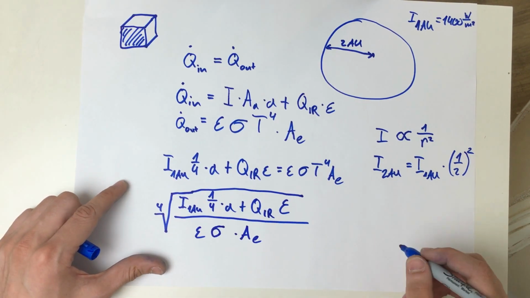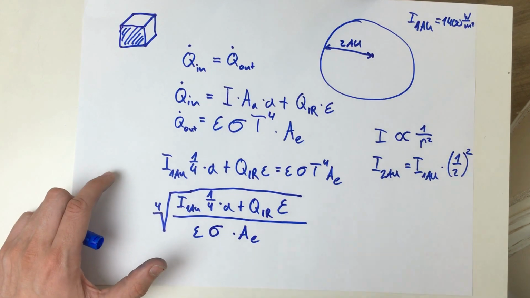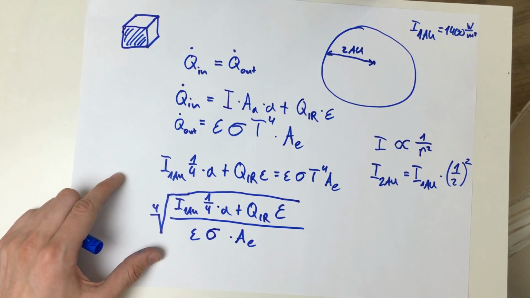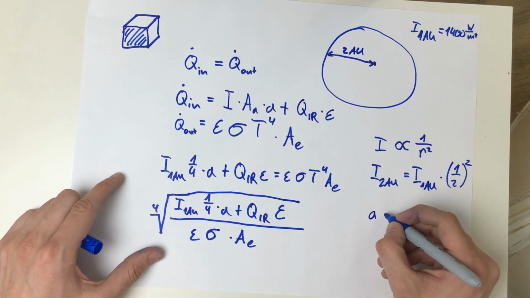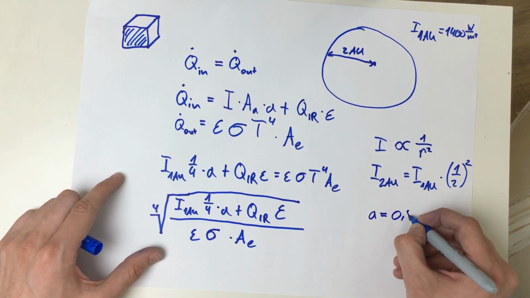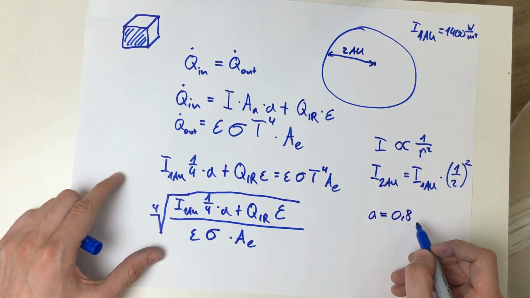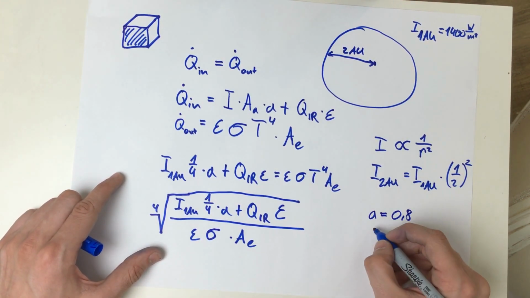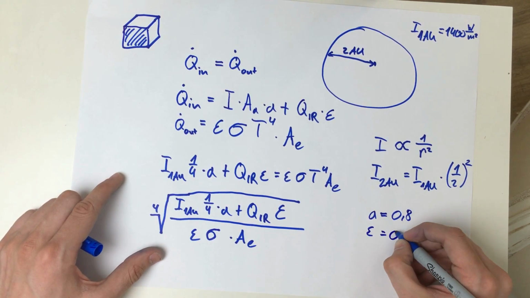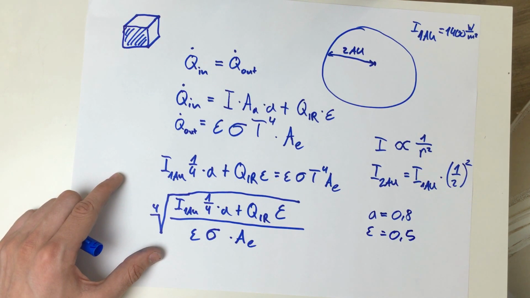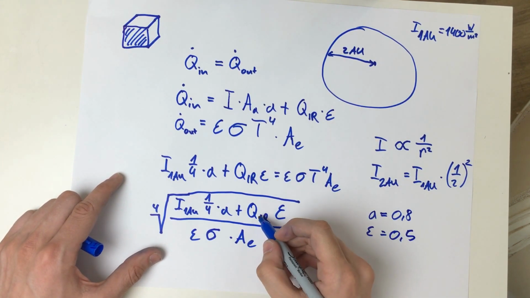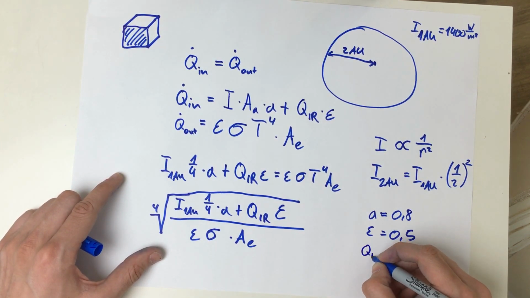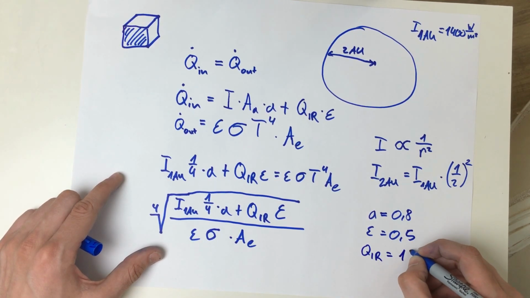So we basically have all the values given in this problem. We already have the intensity at 1 AU, that's 1,400. The absorptivity is equal to 0.8, so 80% of the radiation hitting this surface is going to be absorbed. Then epsilon, the emissivity, is 0.5. And the internal heat dissipation, this Q IR, is going to be 150 watts.